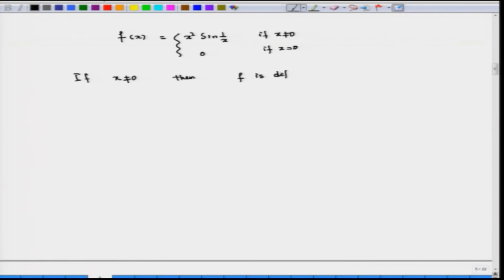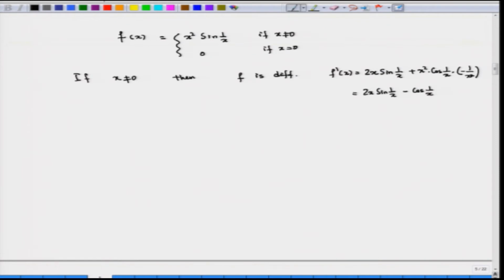So, f is differentiable and f prime of x we can write by the product and the chain rule: 2x sin 1 over x plus x square into cos 1 over x, and then the derivative of 1 over x is minus 1 over x square. So, this is equal to 2x sin 1 over x minus cos 1 over x.